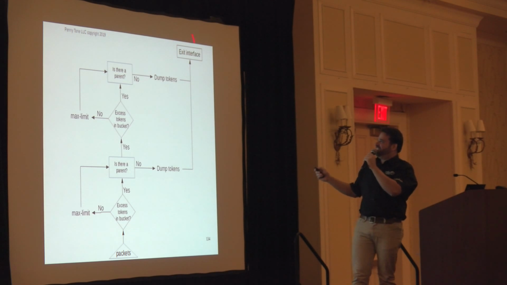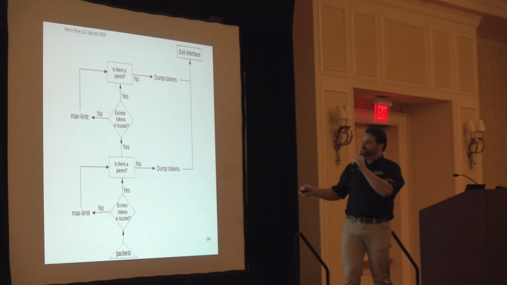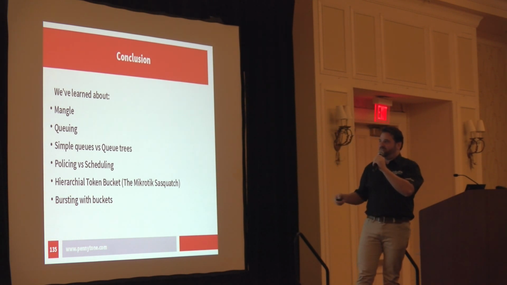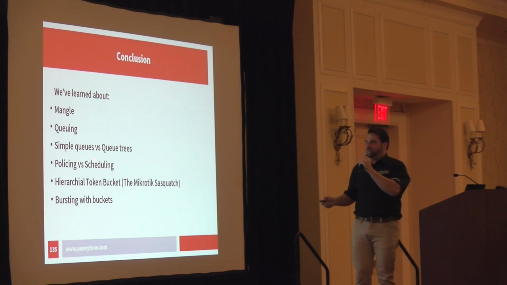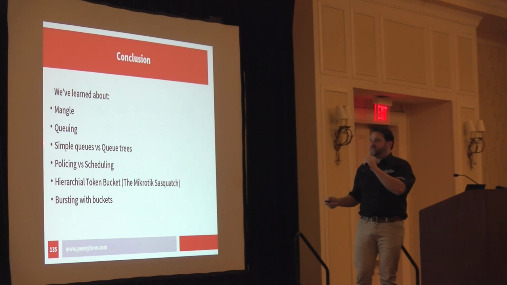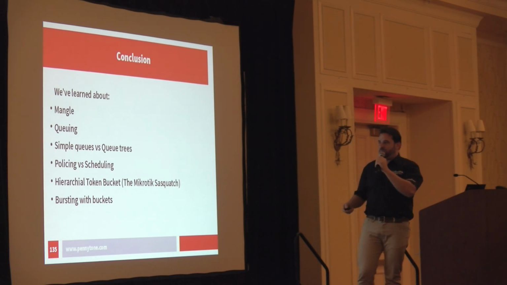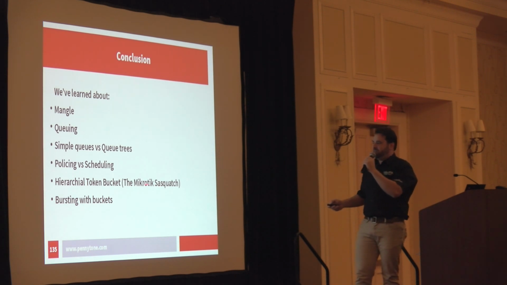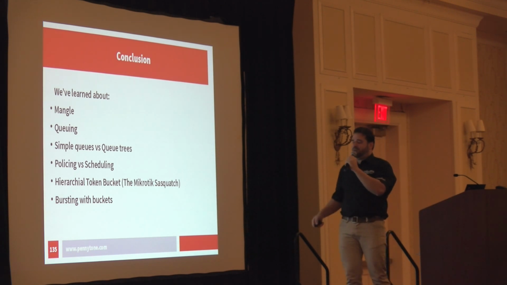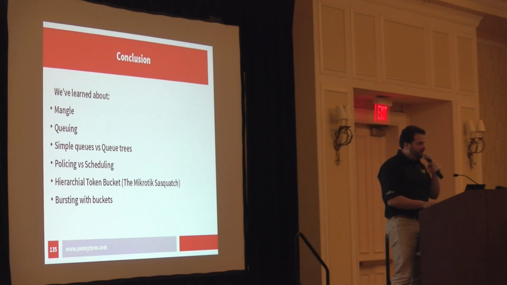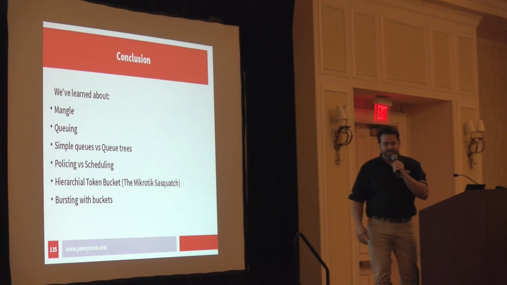And I forgot to mention there's the exit interface. But so that pretty much concludes the presentation. Some of the things we learned about, again, was mangling, what it does, how to do it, queuing, what happens in a queue, what happens with queue types. We have simple queues versus queue trees. I hope now you understand the difference. We talked about policing versus scheduling, and we talked about the hierarchical token bucket, the MikroTik Sasquatch, and bursting with tokens. So thank you so much for listening. I hope you learned something. And are there any questions?